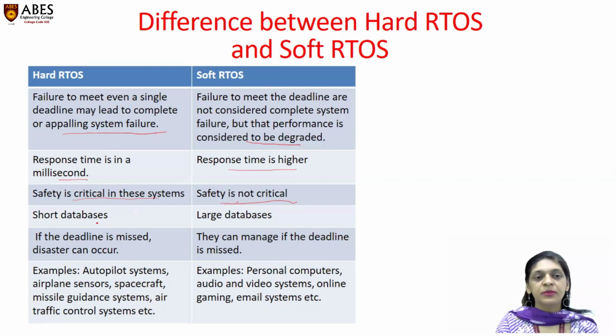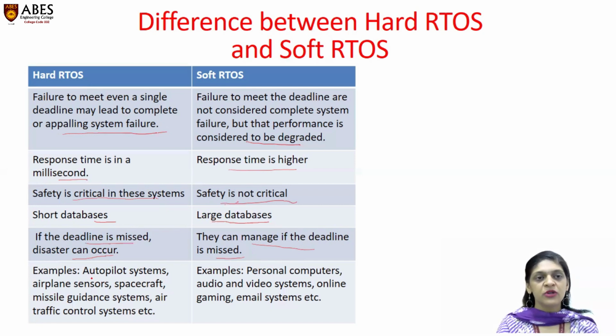Hard real-time operating system needs a short database, whereas soft real-time operating system needs a large database. Next difference is in hard real-time operating system, if deadline is missed, disaster can occur, and in soft, it can manage if the deadline is missed. It means अगर डेडलाइन यहाँ पे मिस होती है तो फुल सिस्टम की परफॉर्मेंस को हम एज अ डिग्रेड मानेंगे, रेदर देन कि हम ये कंसिडर करें कि वो पूरा फेल हो चुका है. No, the performance is degraded.